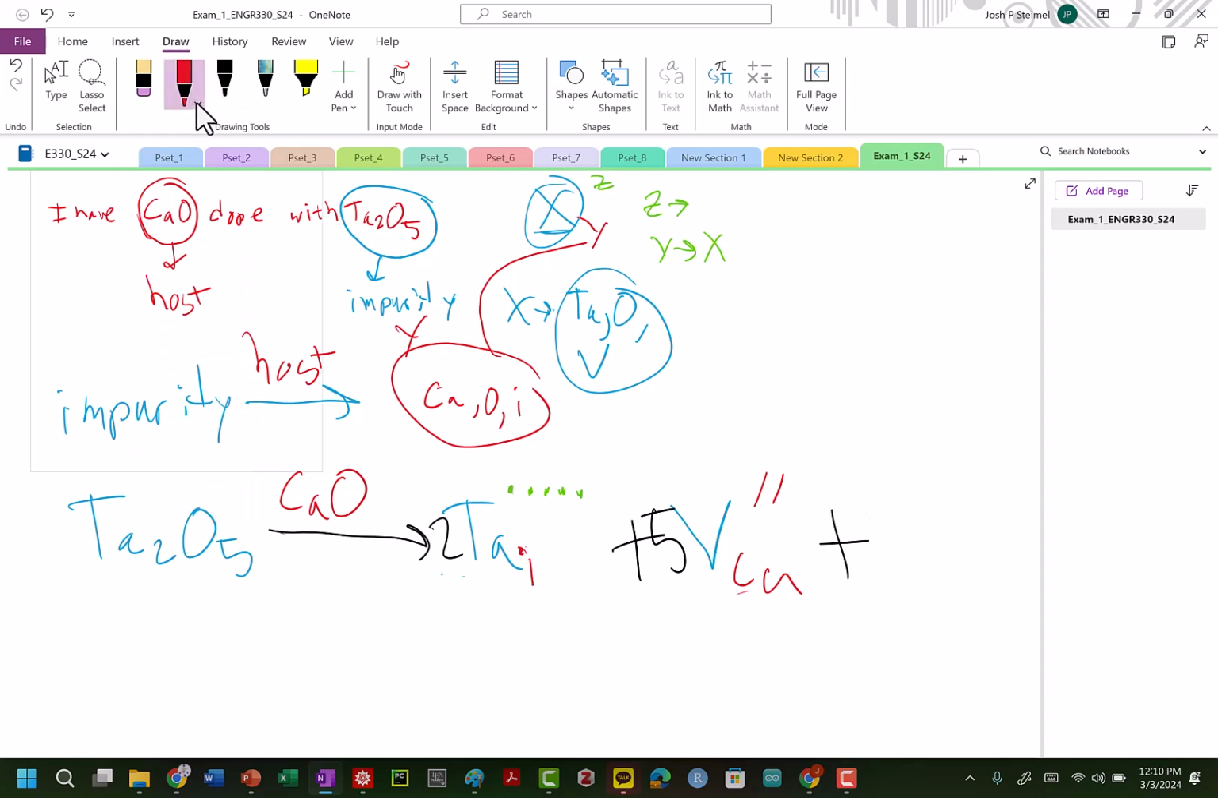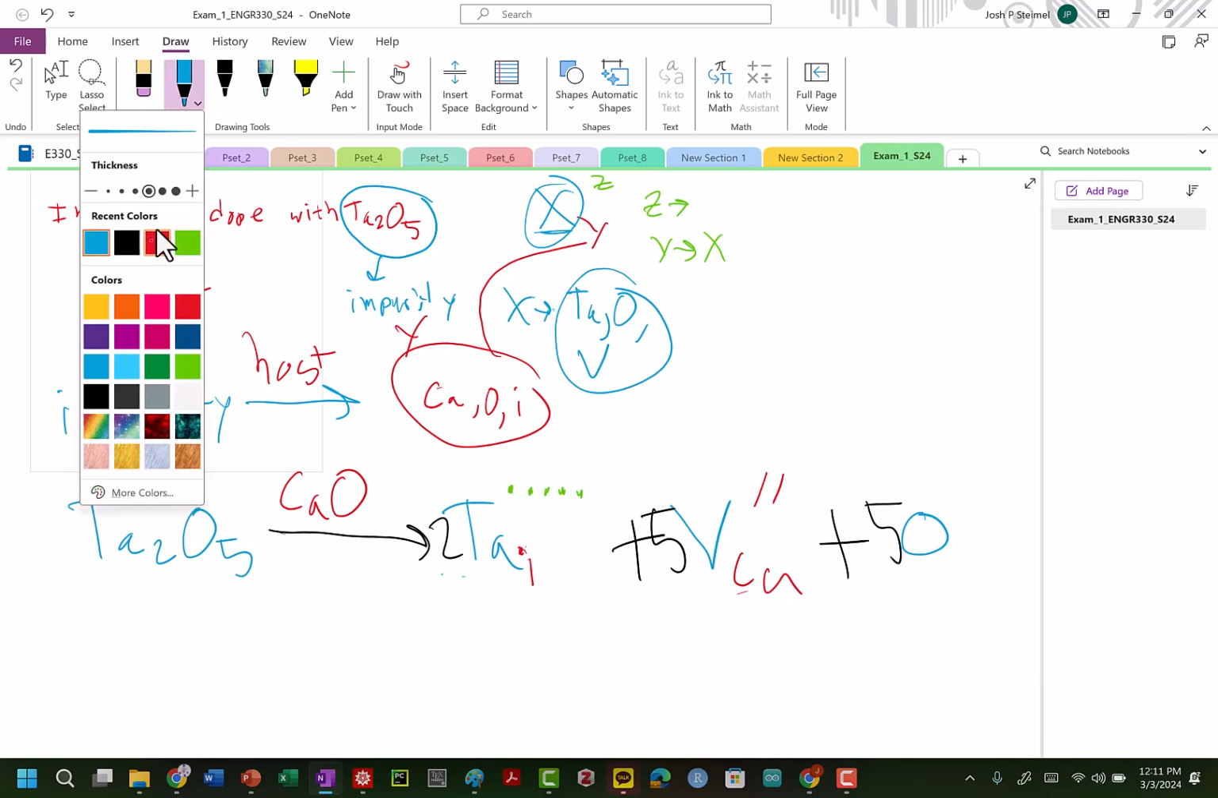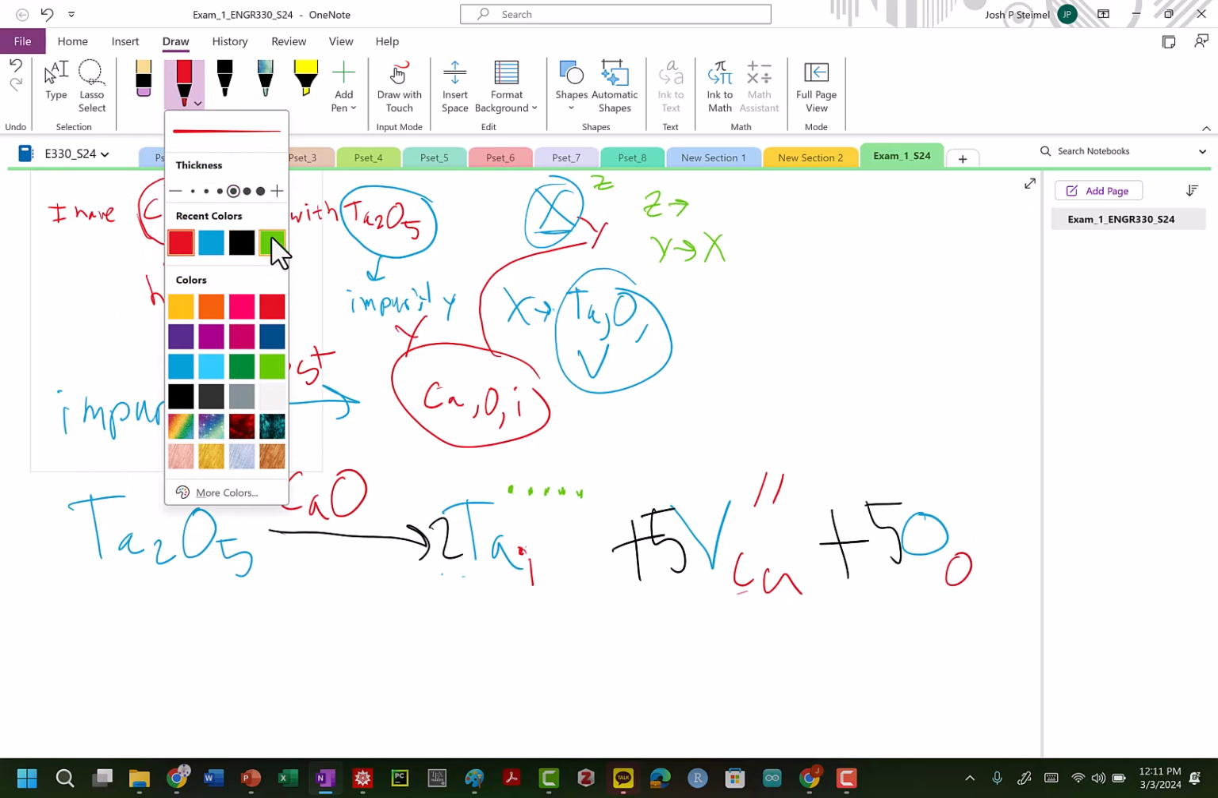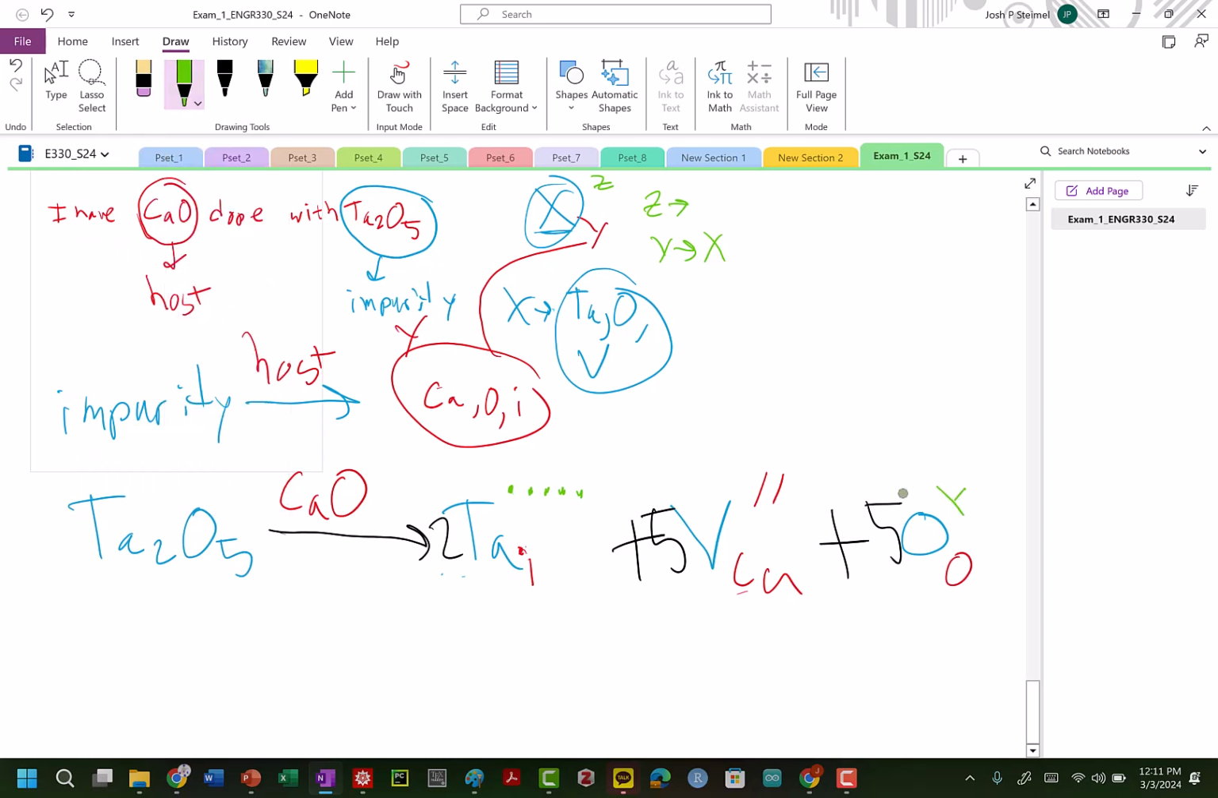Let's mass balance across the script. So I have 2 Ta's. Vacancy doesn't count. I need an oxygen. I need a 5. And then I need my oxygen here. And I need my X because there's no change in charge. I mass balance across the script. How many Ca's do I have? How many are there? 5.